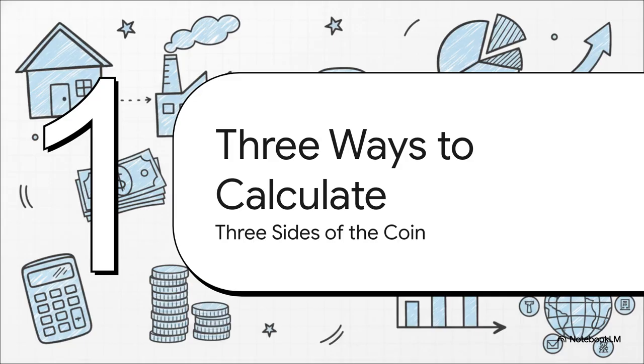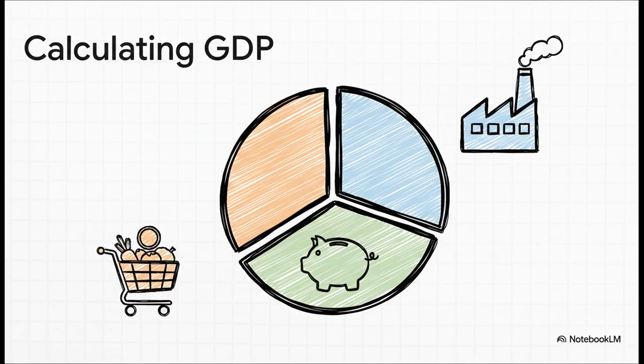So, we know what we're trying to measure. The next logical question is, how do we actually do it? Well, it turns out there are 3 different ways to approach the calculation. And they're all connected to this idea of the circular flow of the economy, where one person's spending becomes another person's income. And here are the 3 approaches: the income method, the output method, and the expenditure method. You can think of them as looking at the exact same economic pie, but from 3 different angles: what is earned, what is made, and what is spent. And, in theory, all 3 should give you the exact same final number.